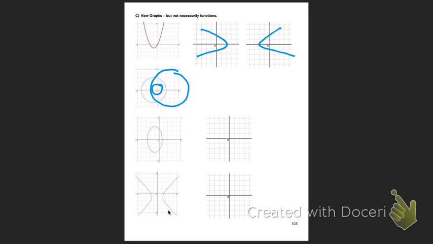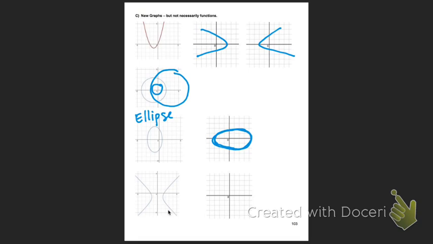The next graph is an ellipse. And you could have what we call a vertical ellipse, where it kind of looks like an Easter egg that's facing up. Or it could be one that's horizontal. I draw really beautiful pictures. That's the prettiest Easter egg that you've ever seen.